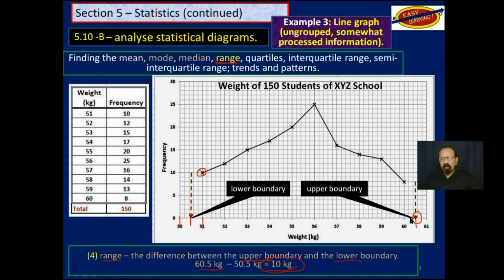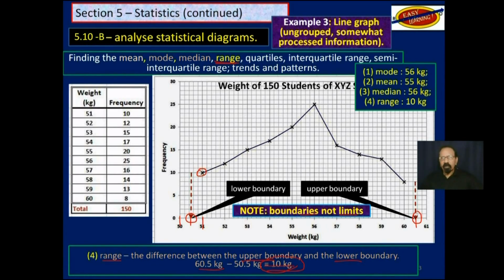60.5 minus 50.5, we get 10 kilograms. That's a range. Note we are using boundaries, not limits. So the range is 10 kilograms.